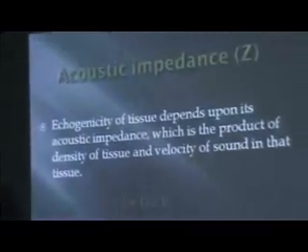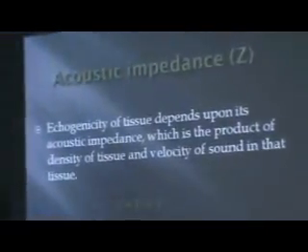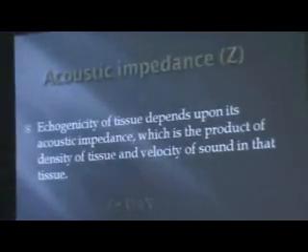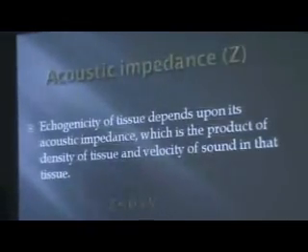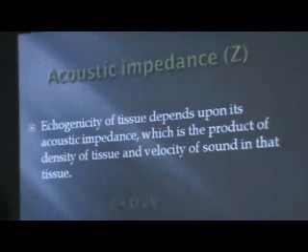Now the echogenicity of the tissue depends upon its acoustic impedance, which is the product of the density of the tissue and the velocity of sound in that tissue. The velocity of sound in the tissue is most of the time constant, that is 1540 meters per second, so the echogenicity of the tissue depends upon its density. The denser the tissue, the more echogenic it is.